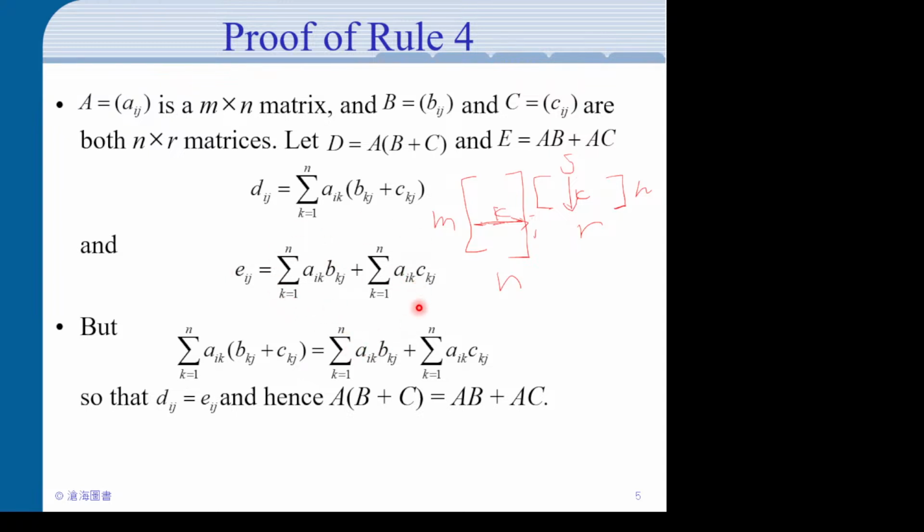Here we have just a scalar multiplication, so you can just multiply this out. Then this is the summation of AB plus AC, and a summation you can always break out into two summations. So this is equal to this. And that means all the elements of D equal all the elements of E, and so this is equal to this. Okay? So this is a very long proof of something you probably think is obvious.